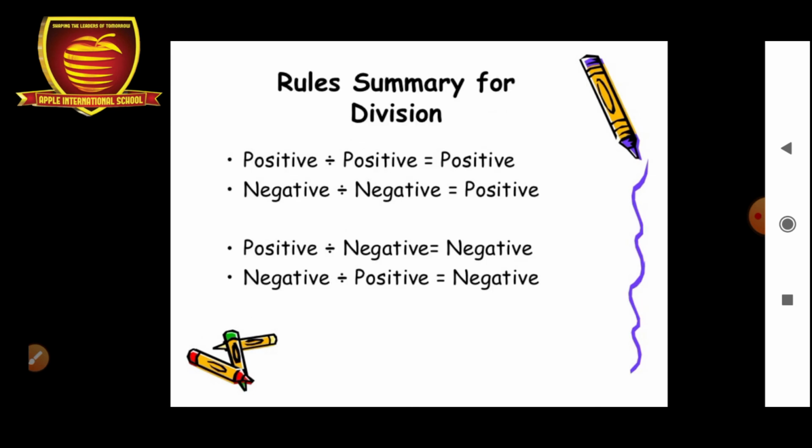Here is the rules summary for division. When we divide a positive integer by a positive integer, the answer is also positive. If we divide a negative integer by a negative integer, the answer is again a positive integer. If we divide a positive integer by a negative integer, the answer is negative. And if we divide a negative integer by a positive integer, the answer is again negative.